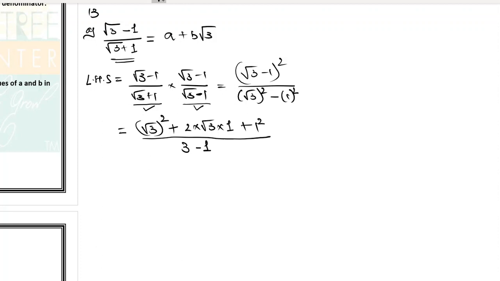I have expanded the numerator using the identity of, oh, here also I have made a mistake. See, I'm making a lot of mistakes today. I don't know why, but it's okay. I'm catching them before I go ahead.